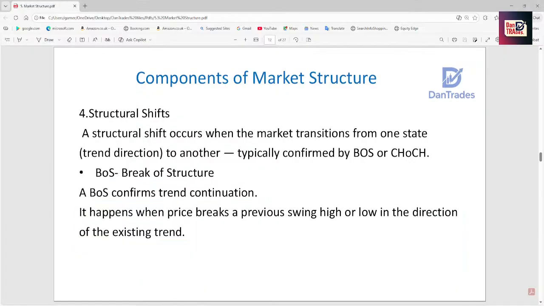We have structural shift. Now, what is this? A structural shift occurs when the market transitions from one state to another. Now, we have two main states for price action traders. We have a break of structure, which is called BOS, and a CHoCH. Now, what's the meaning of the CHoCH? The CHoCH means change of character. Now, let me explain this to you on the chart far more easily before we go over what we have in our PDF.